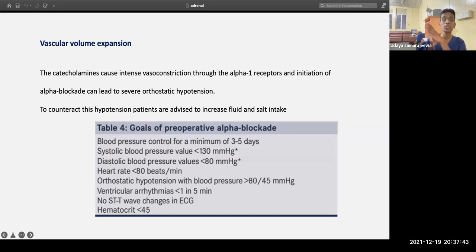So the systolic blood pressure should be less than 130. The diastolic should be less than 80. Heart rate should be less than 80. And then there should be no orthostatic hypotension in the blood pressure. There should be no ventricular arrhythmias, less than 1 in 5 minutes. And the hematocrit should be less than 45. So if you have given enough fluid and expanded the blood volume, the hematocrit should fall.